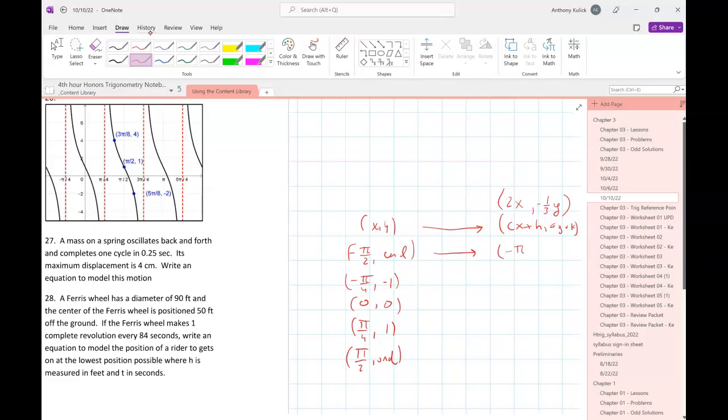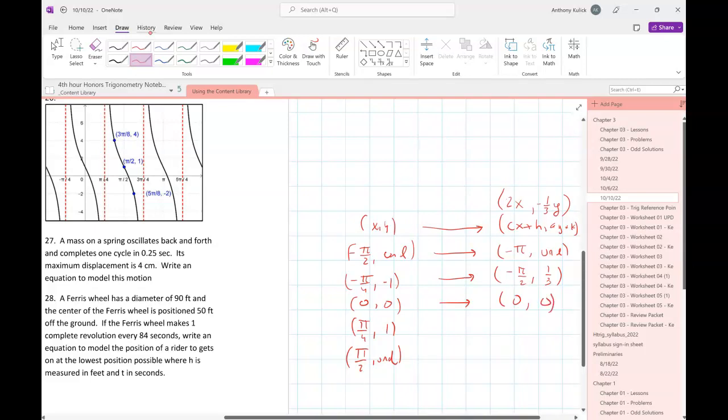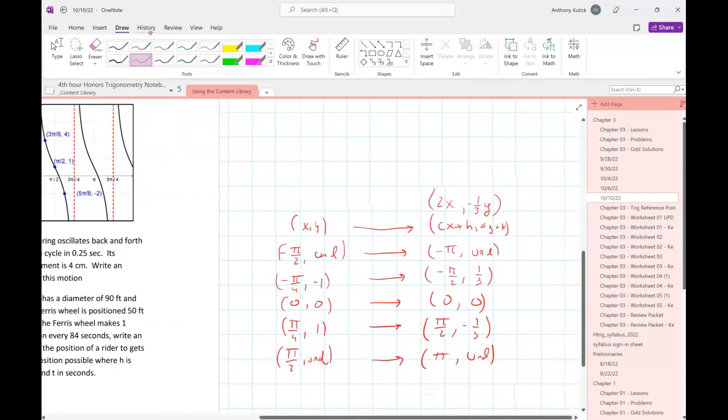So 2 times negative pi over 2 is negative pi. Negative 1/3 times undefined is still just undefined. 2 times negative pi over 4 is negative pi over 2. Negative 1 times negative 1/3 is positive 1/3. 0 times 2 is 0, and 0 times negative 1/3 is 0. 2 times pi over 4 is pi over 2, and then 1 times negative 1/3 is negative 1/3. And then 2 times pi over 2 is pi, and then undefined times whatever is still undefined.